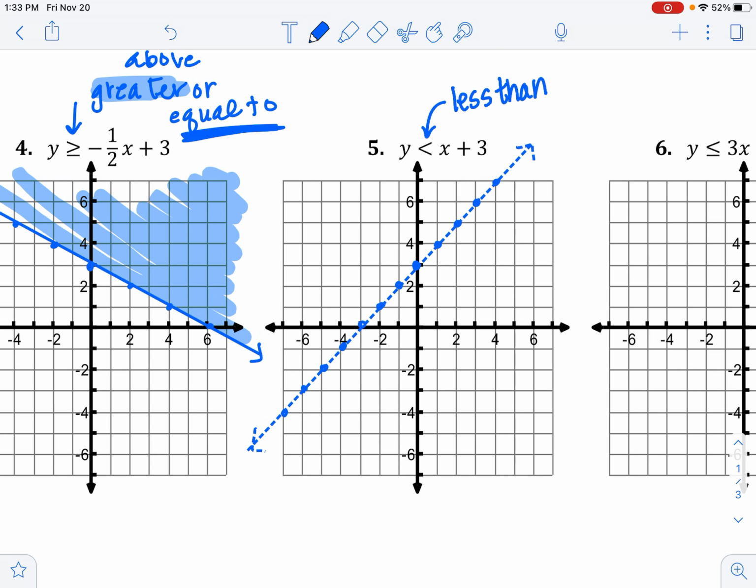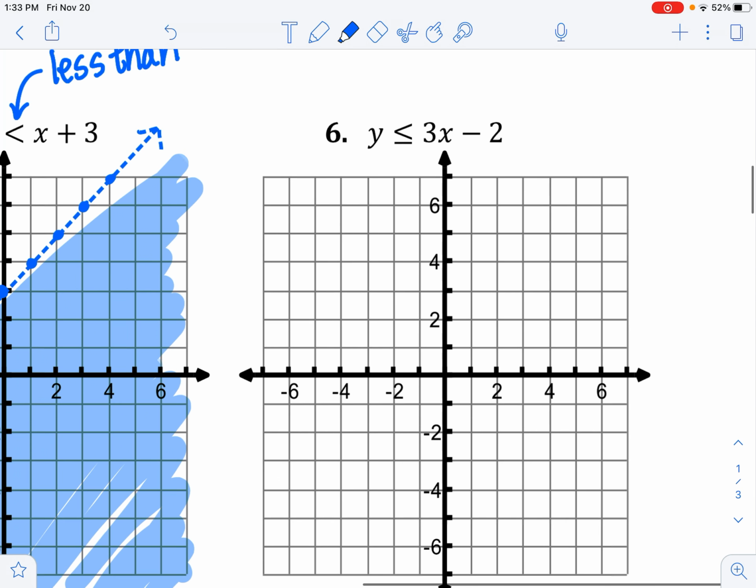Okay, now I'm going to come back to my solid line here. And now I'm going to see if I'm shading above or below the line. This is values less than that y value, so I'm going to shade below that line.